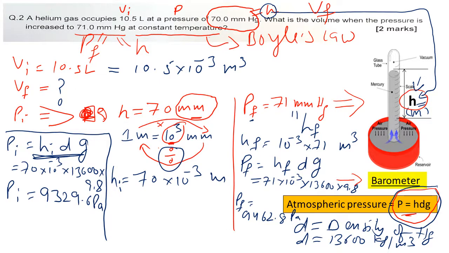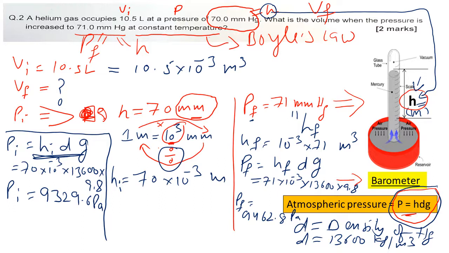So in this question, a helium gas occupies 10.5 liter at a pressure of 70 millimeter of mercury. What is the volume when the pressure is increased to 71 millimeter of mercury at the constant temperature? Here the question is telling the temperature is constant. So the direct meaning of this is that you have to use Boyle's law. This is a clear meaning which is coming from the constant temperature.